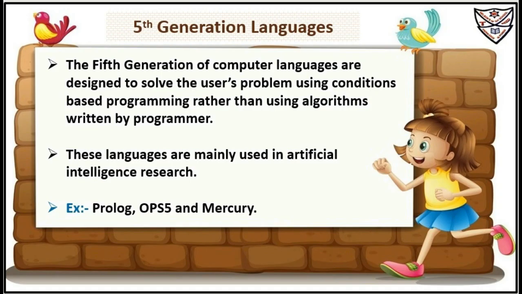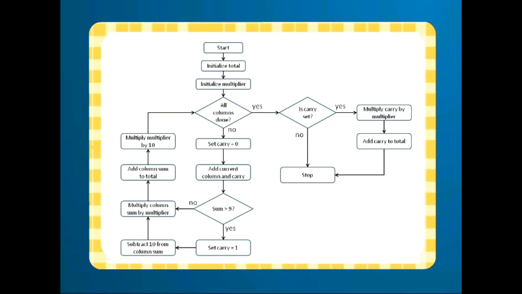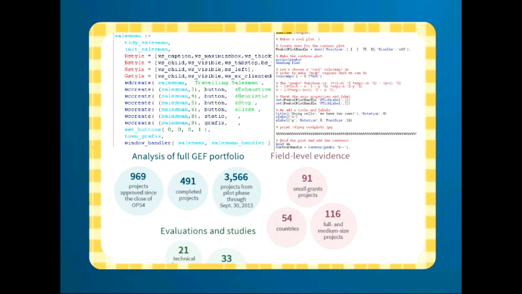Fifth generation language. The fifth generation of computer languages are designed to solve user problems using conditions based programming rather than using algorithms written by the programmer. These languages are used in artificial intelligence research, for example Prolog, OPS5 and Mercury.